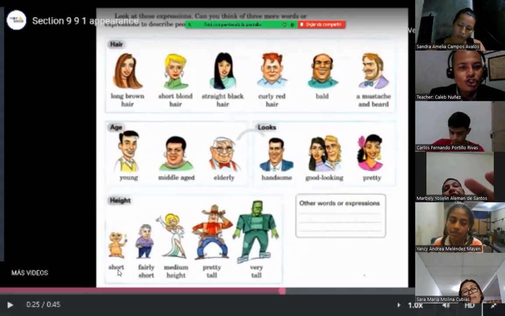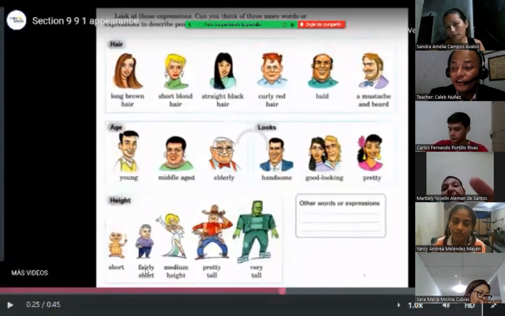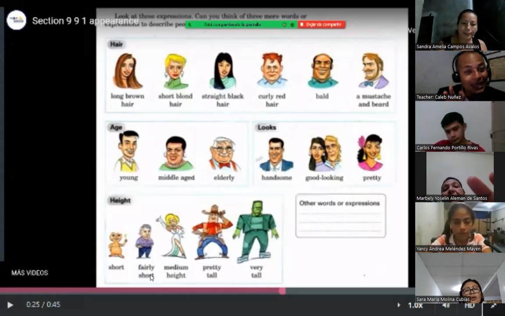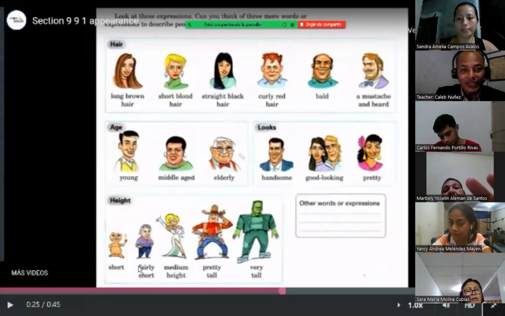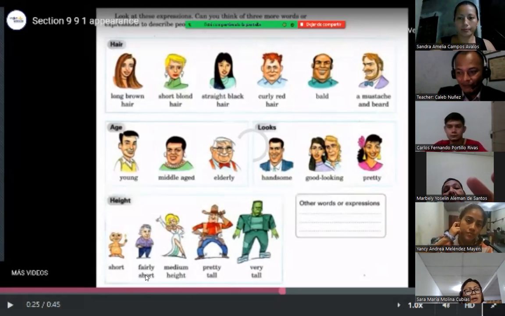Short. Fairly short. Entonces short es bajito. Esta palabra fairly es para agregar como algo, right? Para modificar el adjetivo. Fairly short.